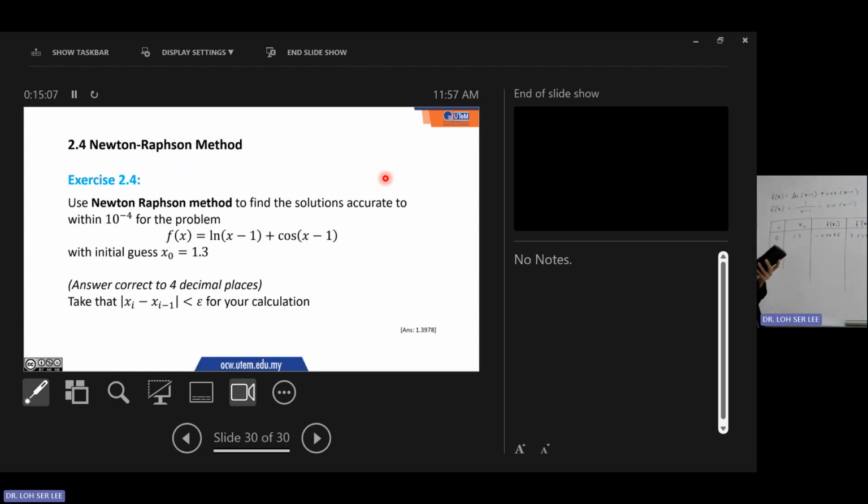Do you use radian or degree? F prime, 1 over 1 minus... 0.3 minus sin 0.3, 3.0378.